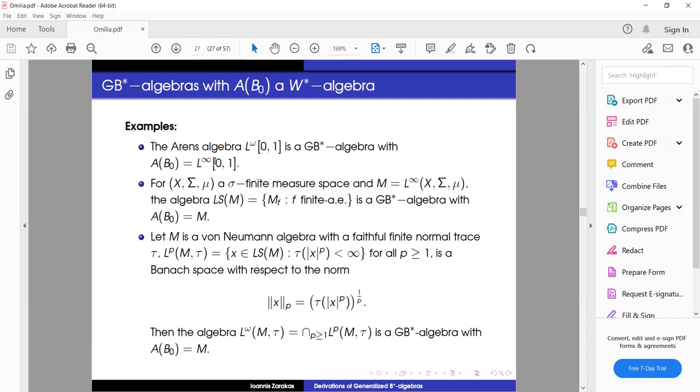Another example would be generalizing this Arens algebra L omega of 0-1 and taking L omega of a von Neumann algebra M with a faithful finite normal trace tau. Now L omega of M comma tau is just the L^p(M, tau) spaces, which is exactly the same, but now we are measuring with respect to the trace tau of x^p being finite. So again, this is an example of a GB-star algebra L omega(M, tau), whose underlying AB naught is the von Neumann algebra M itself. So we have plenty of examples that show us that these are common.